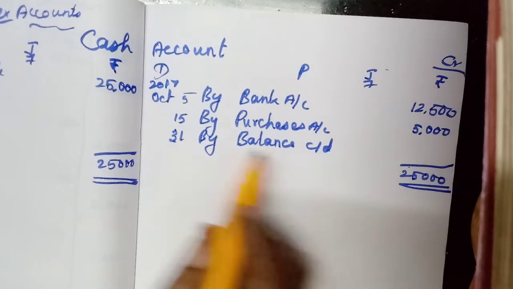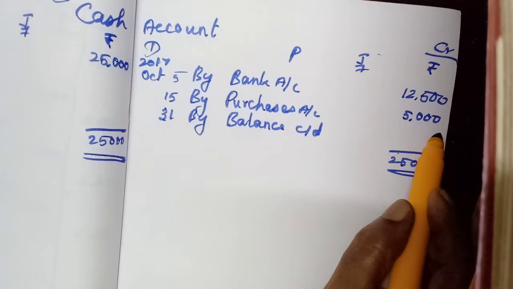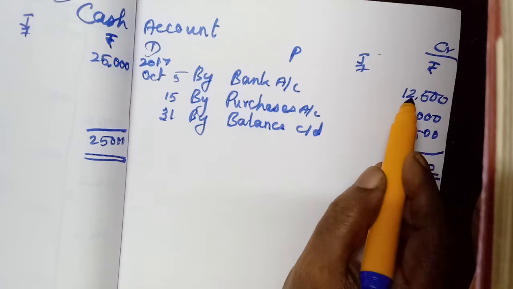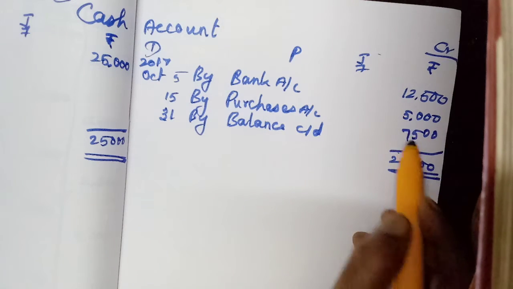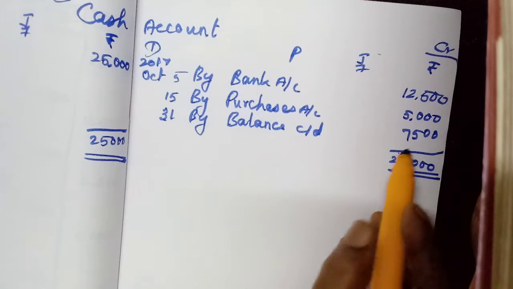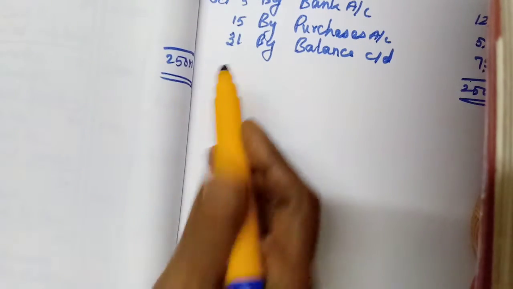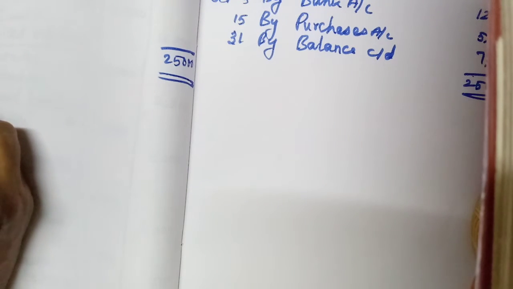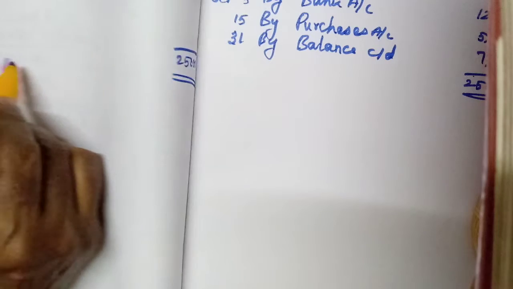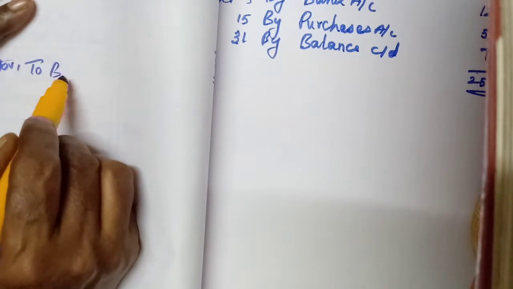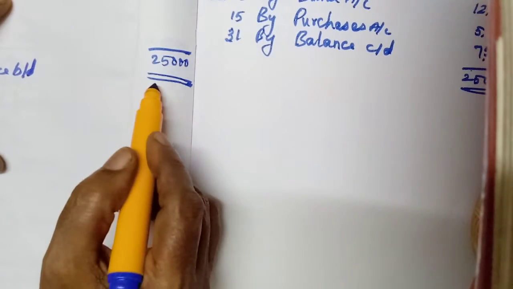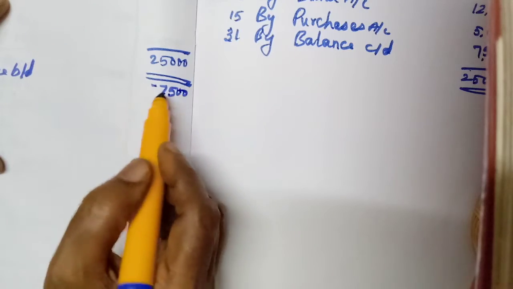Now you can balance it directly in the ledger account. You see how I am doing. 0, 0, here 5, here 0. If we add 5, we will get 10, balance 1. 3 plus 5, 8. 8 plus 7, 15, balance 1, 2. That's all. So 7,500 is the balance. This balance will be written on the next date. This is October 31. What is the next date? November 1. So November 1, to balance brought down, 7,500. Just below this amount we have to write.